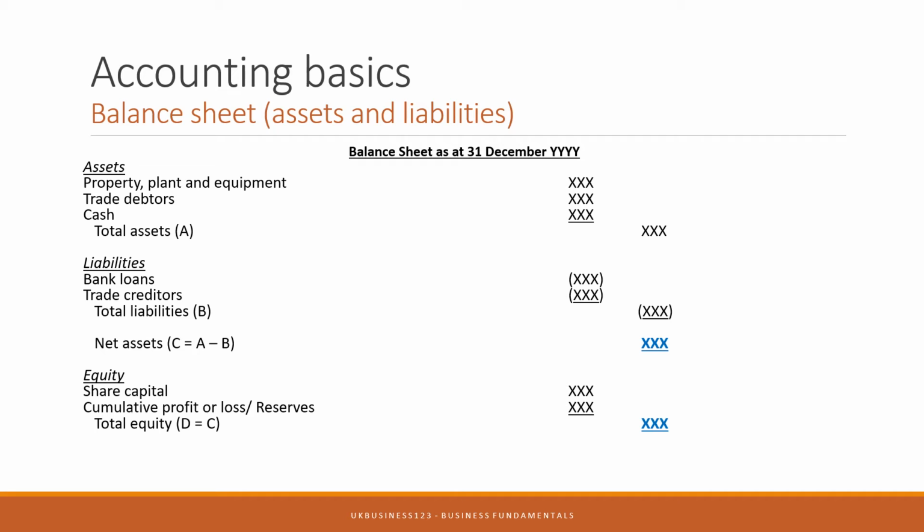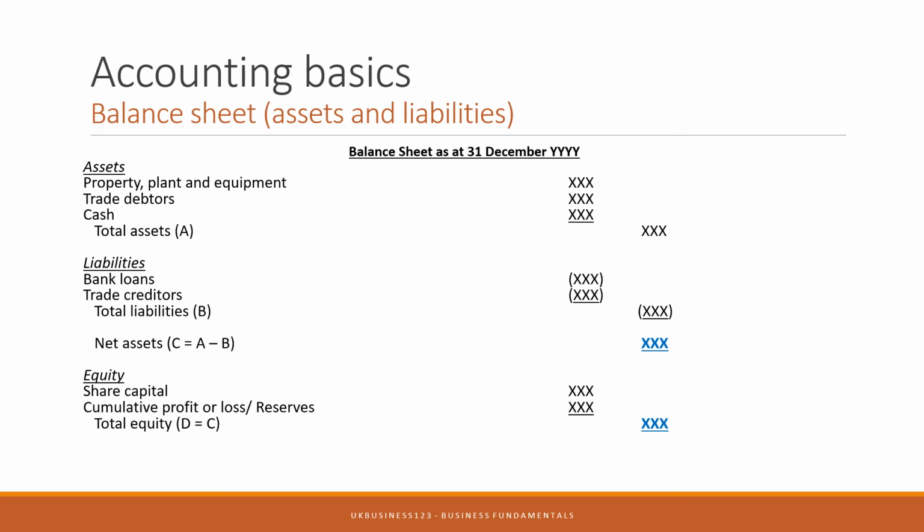So this is an example balance sheet, which is just a list of your assets and liabilities. And notice that it says balance sheet as at, not for the year ended, because we are looking at a point in time. So assets there: property, plant and equipment, trade debtors, cash, giving you your total assets, which is A. You've got liabilities: bank loans, trade creditors. These are the people that you owe, giving you your total liabilities, which is B.